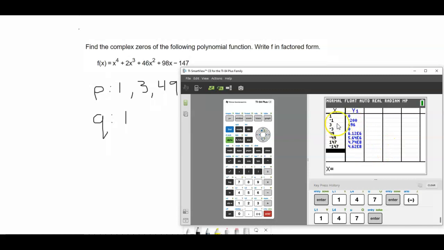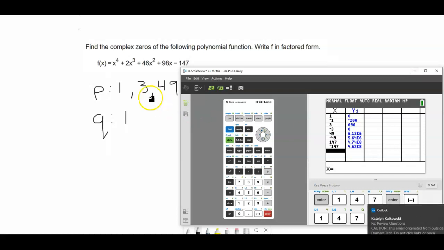All right, so I did find two roots, because remember, a root is when I plug in the value and I get a 0 in return. So both 1 and negative 3 are roots. So at this point, I'm going to do synthetic division twice in order to get this down to a second degree polynomial.